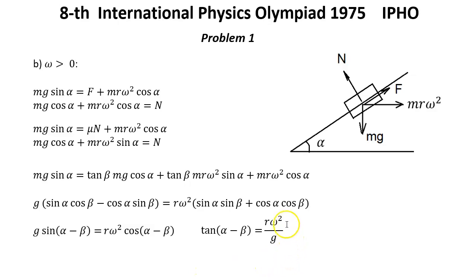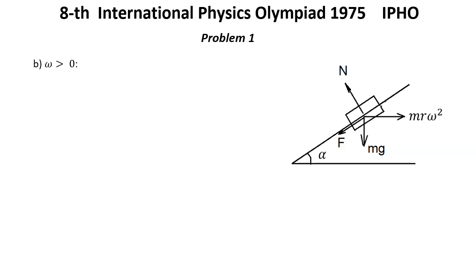We can see that for small r and omega square, still for alpha less than beta, our body is not moving, but we can make angle alpha greater than beta, and for some relation between r omega square over g, we can exceed tangent alpha minus beta, this number. In that case, our body will go down. If the tangent is less than this expression, it will not go anywhere. So that was a solution for small r omega square.